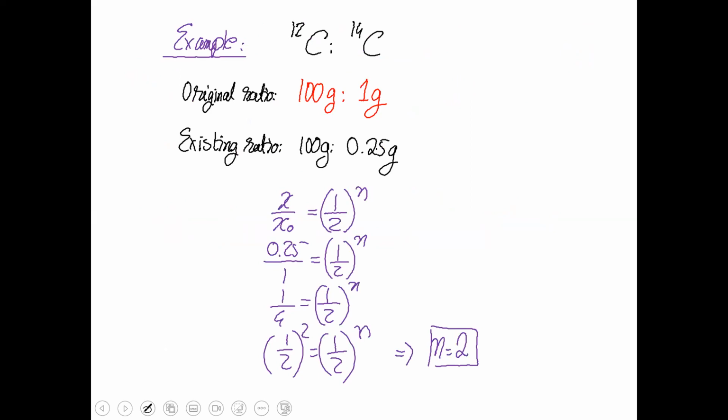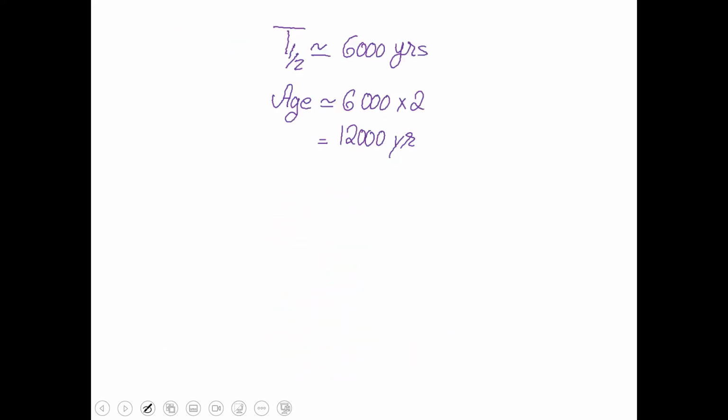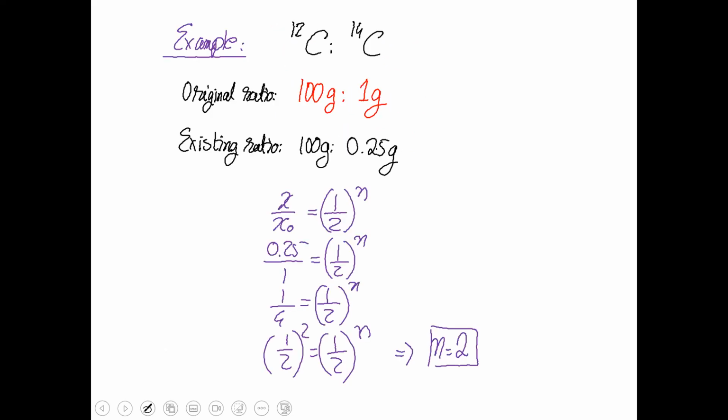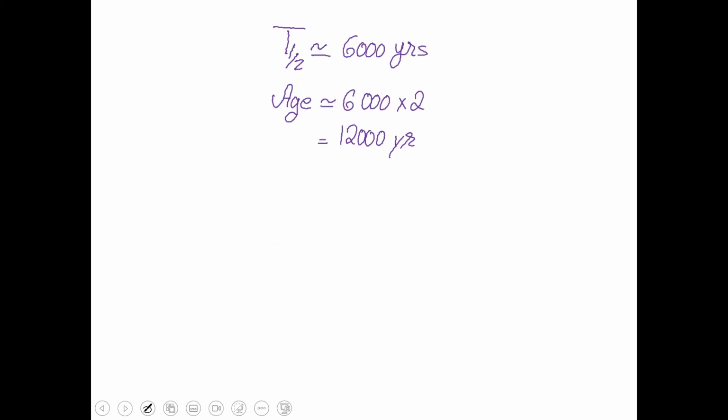So for example, we have a ratio of C12 to C14, say 100 to 1 is the original ratio, and you find a sample of existing material, an old remain, and you see that it is now 0.25 in place of 1. So you can make a ratio and you can solve it in this way. In this way, you will come to know that the half-life is 6,000. So as your n is coming 2, it will be a 12,000-year-old specimen.